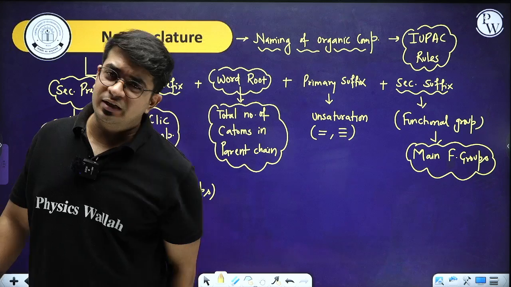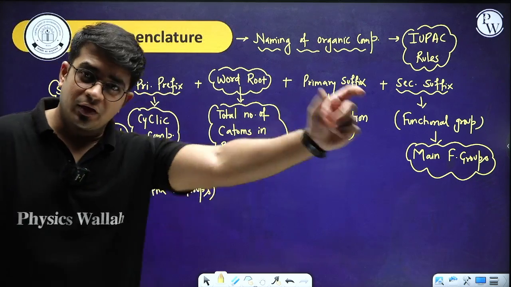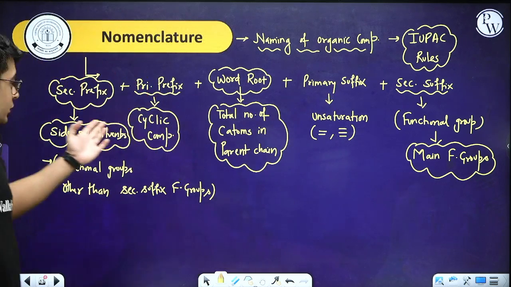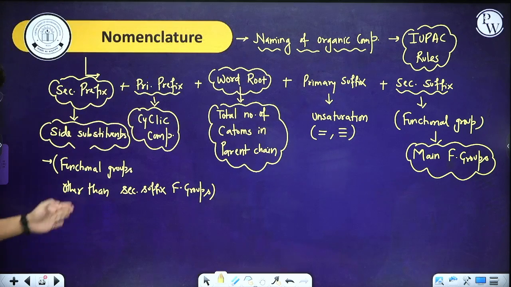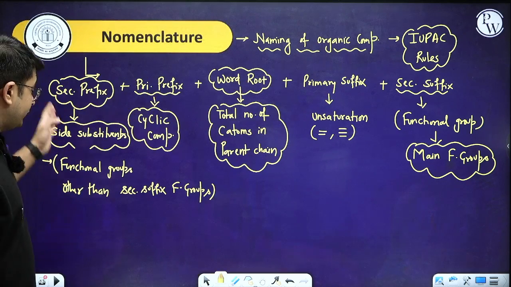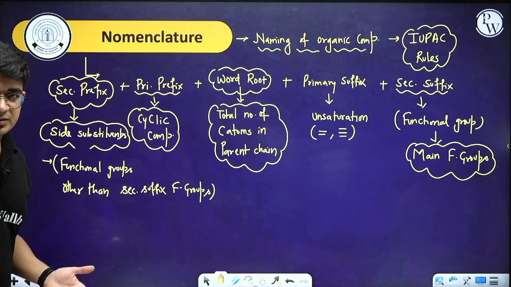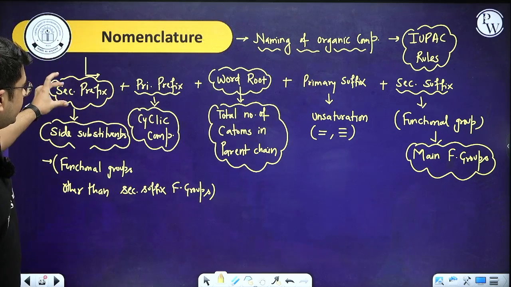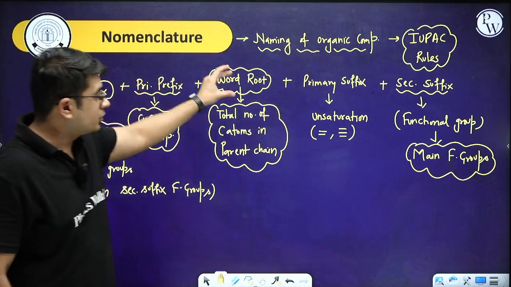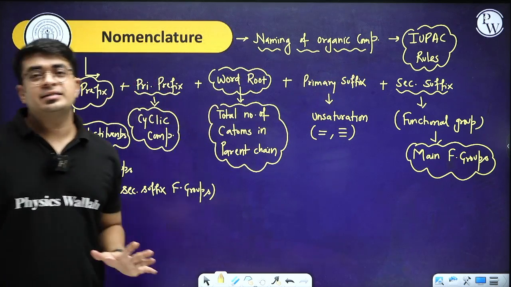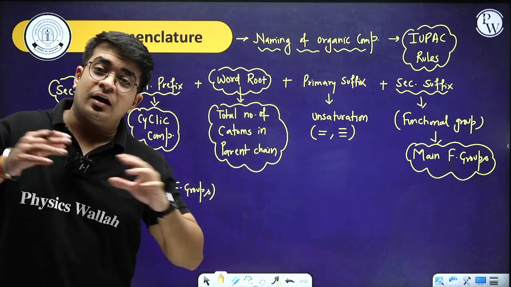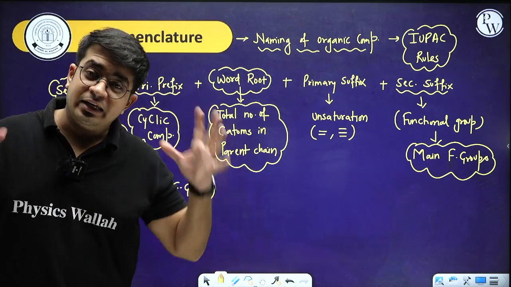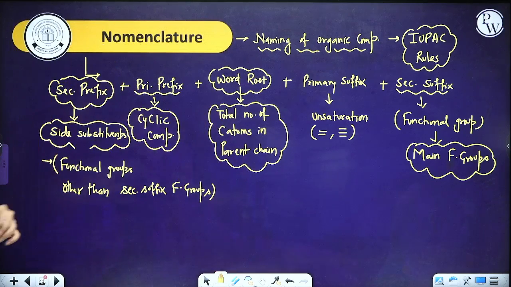It may be possible that different functional groups are present. One will be the actual functional group, and the rest of the functional groups are your side substituents, or secondary prefixes. So this is the entire portion you have to understand: we have the secondary prefix, then the primary prefix, then the word root, then the primary suffix, and then the secondary suffix, if you have a question containing each and every part. Just have a look at it.